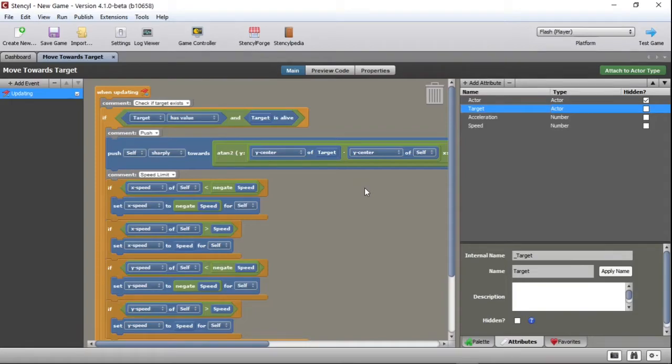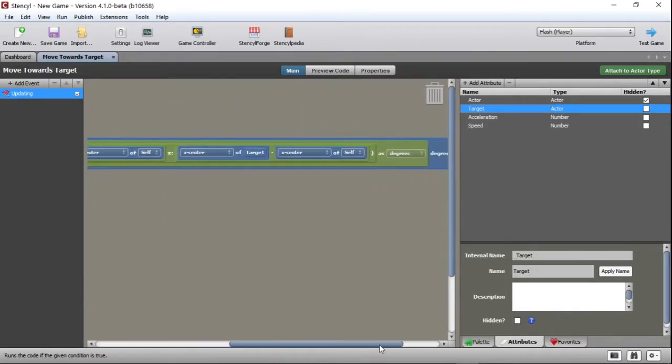As for a practical example, let's say you have an enemy that moves towards the player. The origin here is your enemy, and target is your player. I'll add this code to the enemy, so the block will read A10-2 Y center of target minus Y center of self, X center of target minus X center of self as degrees.